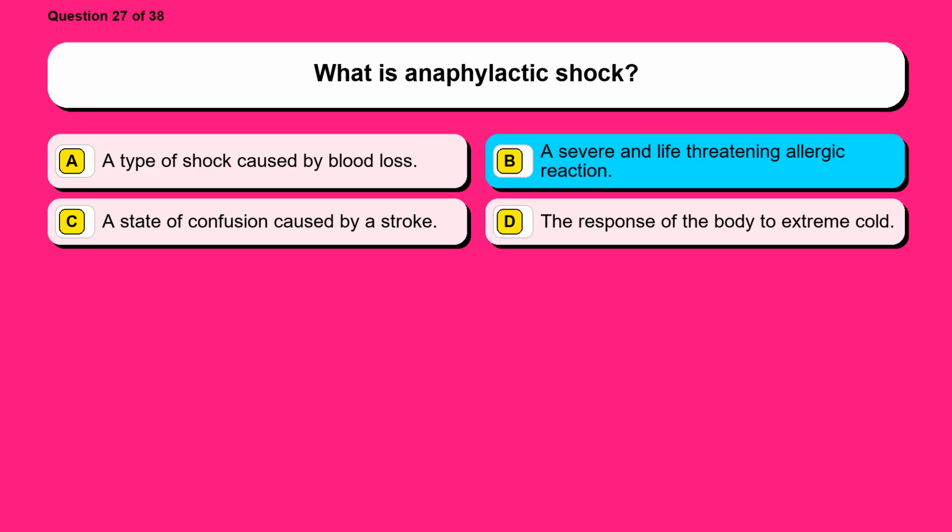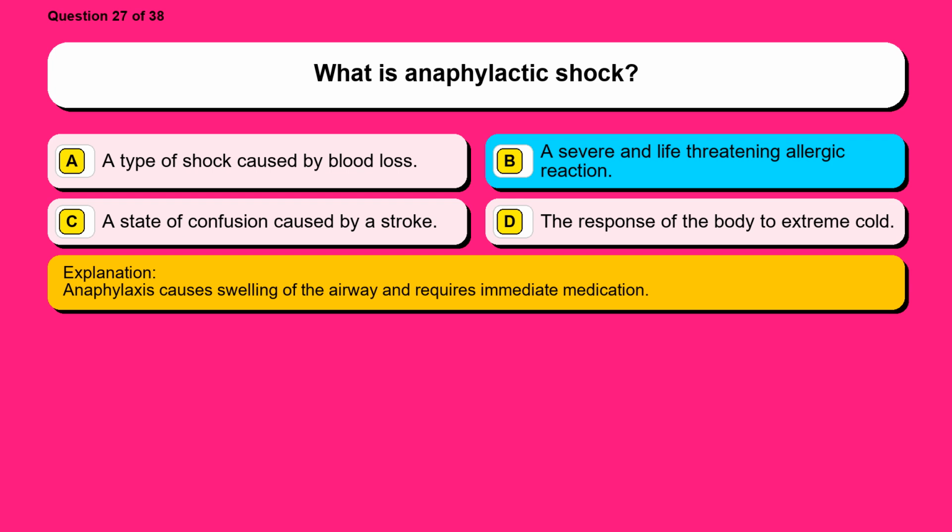The correct answer is option B. A severe and life-threatening allergic reaction. Anaphylaxis causes swelling of the airway and requires immediate medication.